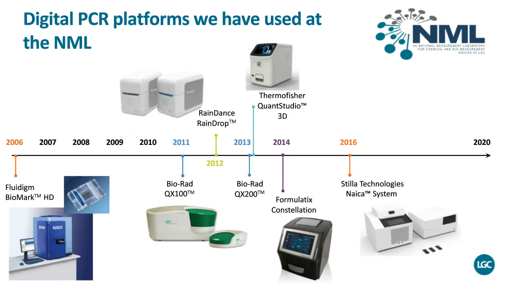So I want to use this slide by way of a disclaimer. Back in 2006, we were the first lab in the UK to have the Fluidigm Biomark. That was the first instrument onto the market. And then over the years, we've had a number of platforms for digital PCR come through our lab, with the latest one to be launched being the Stilla Naica system. So the data I'm going to show you today comes predominantly from the Fluidigm, the Bio-Rad QX200 and the Stilla system.